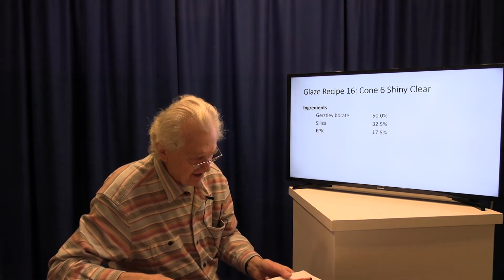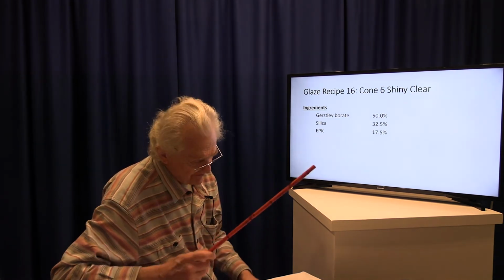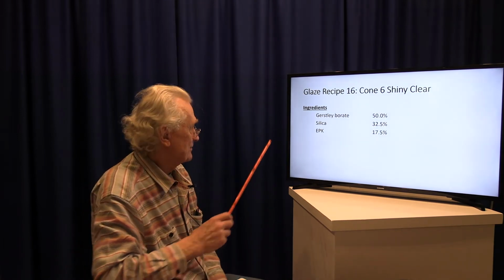Okay, and another glaze here, shiny clear. Now let's see, let's go to the next one here. Was that? Okay, I'm sorry. Yeah, I missed that one. Sorry about that. Shiny clear.